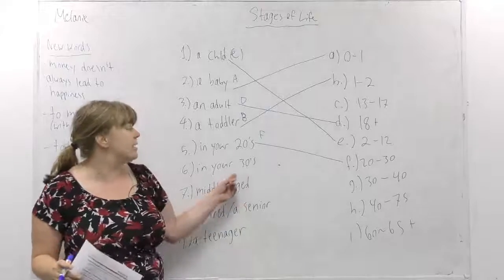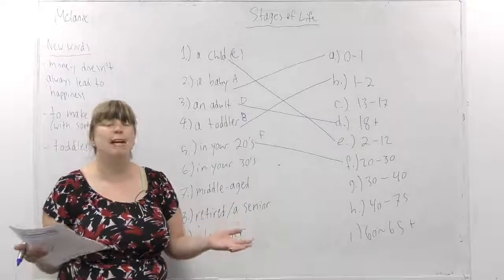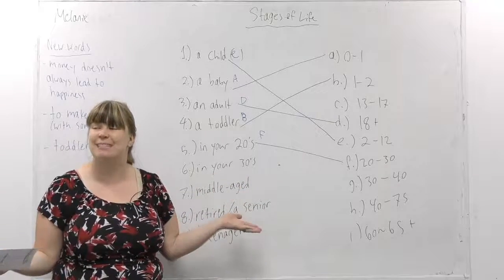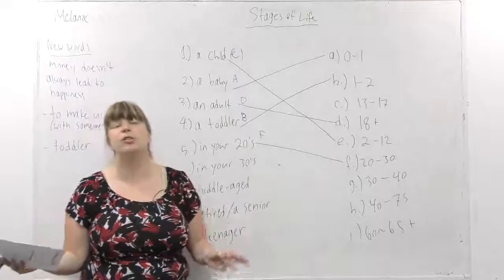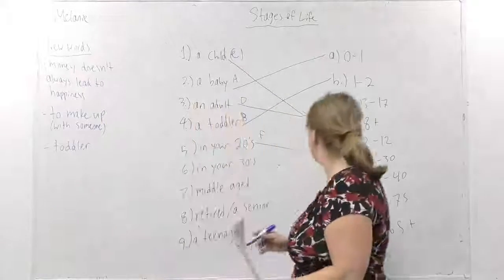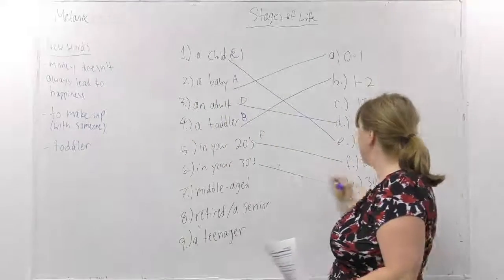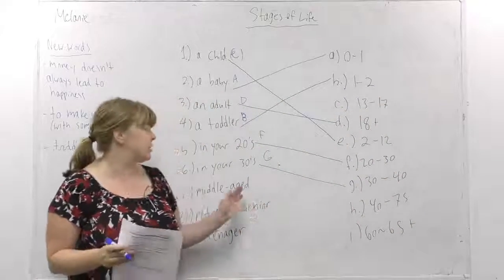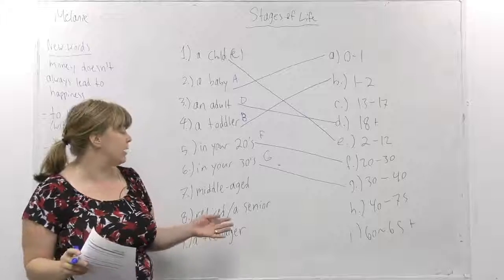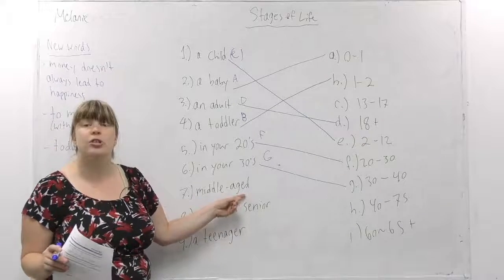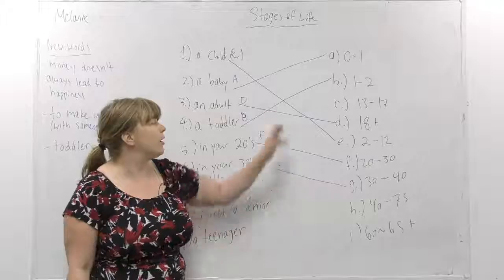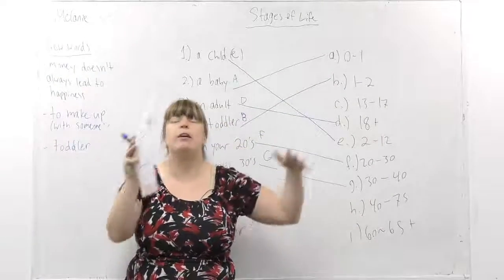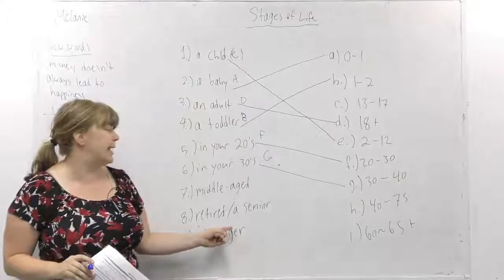Again, in your 30s, another easy one. What do you guys think it is? What letter, which numbers? When are you in your 30s? And someone has answered 30 to 40, excellent. So that's letter G. Once again, pretty basic. Okay, now here is where it's gonna get a little trickier, maybe or maybe not. Middle aged. Okay, so we've got our like baby, our young years, then we have our middle age, and then we get older. So what do you think middle aged is?